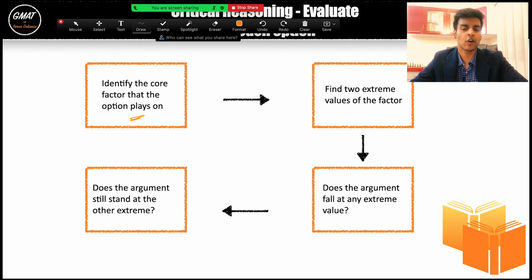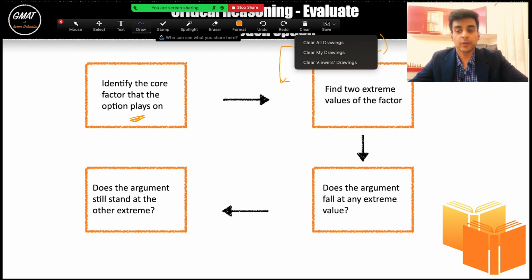First, you want to identify the core factor that the option plays on, just as we did with every sentence in the STEM. You want to repeat that with the options as well. Now, for evaluate, from here it's evaluate specific. So far, everything we've done would apply to all CR questions. From here, it's about evaluate specifically.